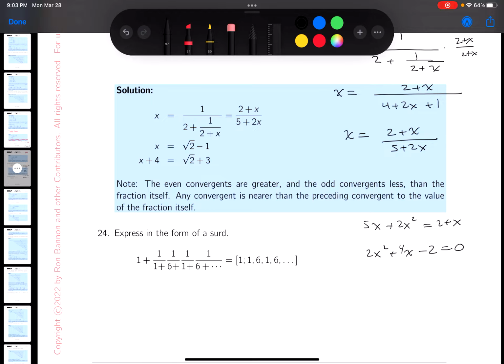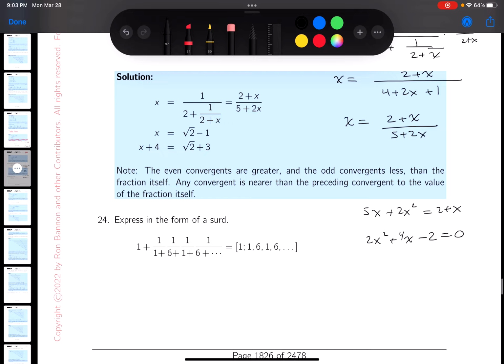2x squared plus 4x minus 2 equals 0. I'm going to divide both sides by 2. Makes it easier for me. X squared, whoops, I made a mistake. I just noticed it. Oh, no, I didn't make a mistake. I'm sorry, I thought I made a mistake. I was seeing the 5, I thought I made a mistake with the 5. No, I'm okay. Divide by 2. You get x squared plus 2x minus 1 equals 0.